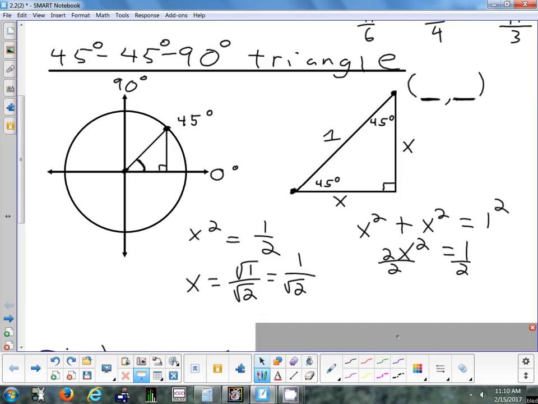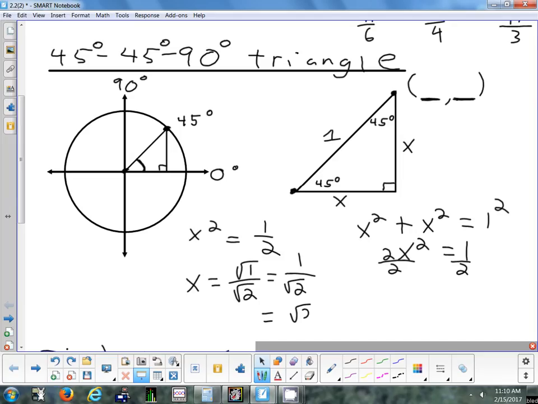Right, so that's x, 1 over the square root of 2. The only problem is we generally don't like to leave something with a square root in the bottom. So to fix that, how would I fix that fraction? Jackie? Square root of 2 on the top and bottom. And what are you going to do with the square root of 2 on the top and the bottom? Are you adding it? Multiplying, perfect.